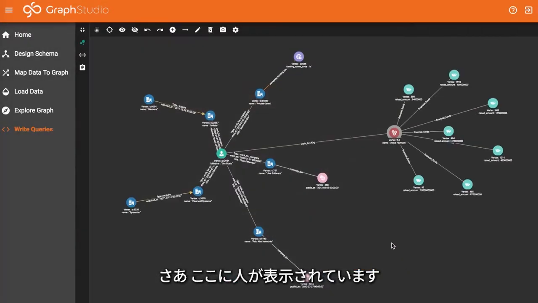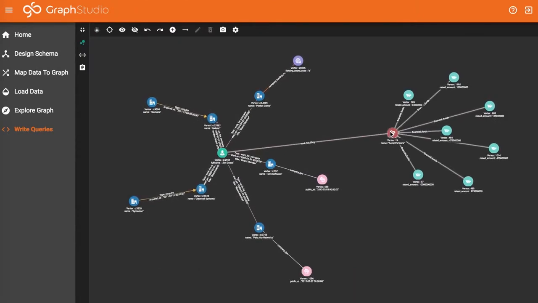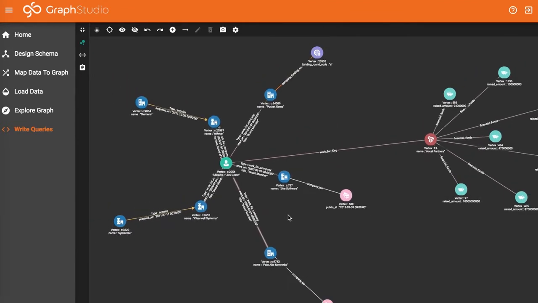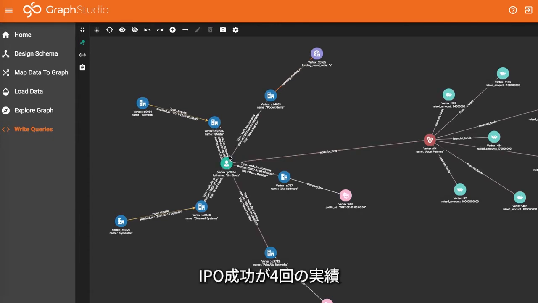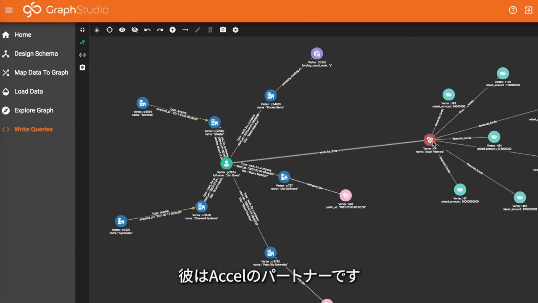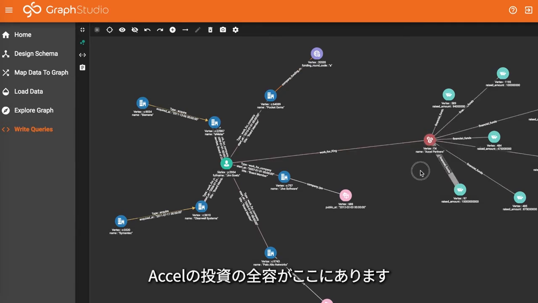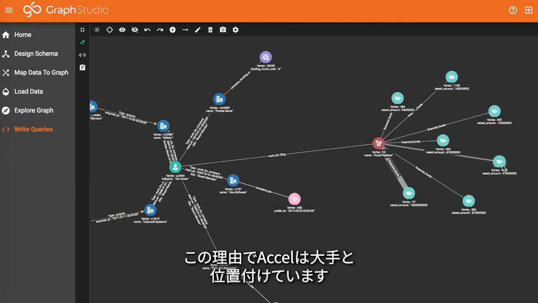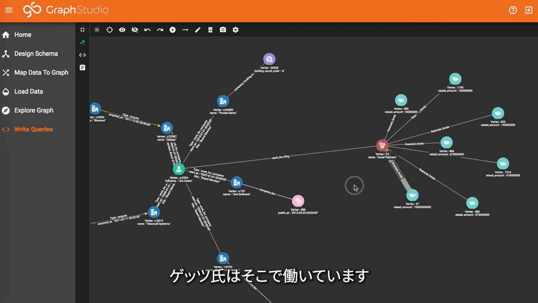Okay, in here we see this person, Jim Getz. So he is our top investor according to this selection criteria. And he has had 4 successful IPOs. You see 5, but one of them is actually a company that's not yet had an IPO. And he is a partner of Accel. And here are all the investments that Accel made. So that's why we considered Accel a big investment firm. And Jim Getz works for them.